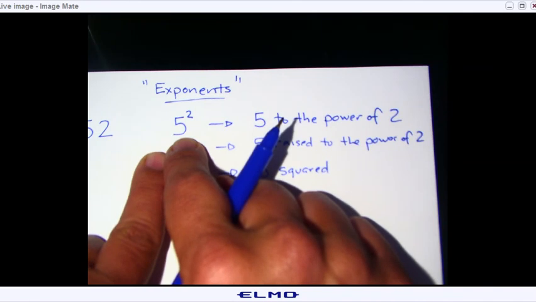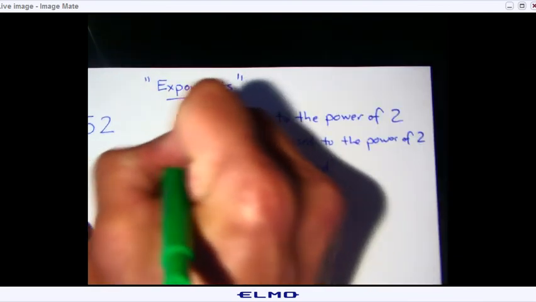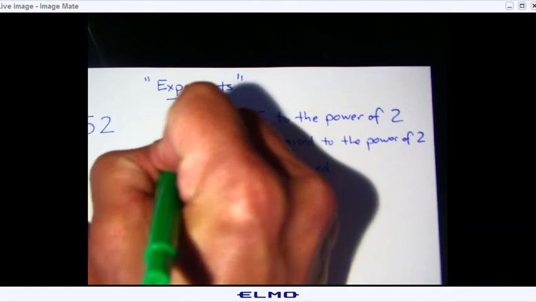So what does that mean? In other words, if we look closer, which one is the exponent? The 5 is called your base.